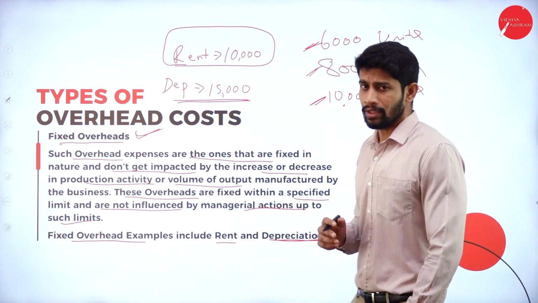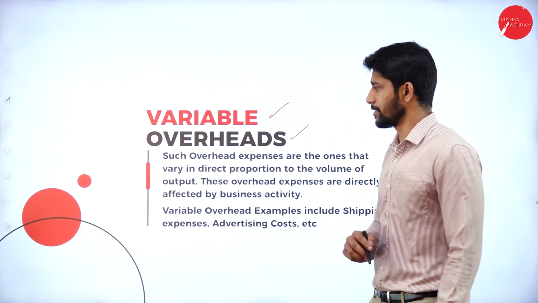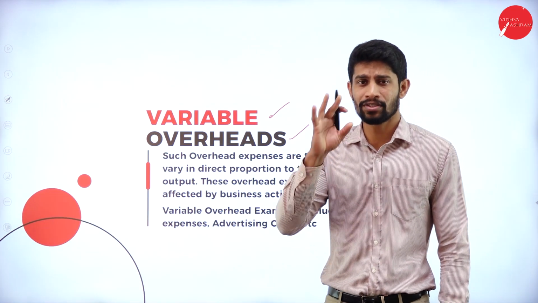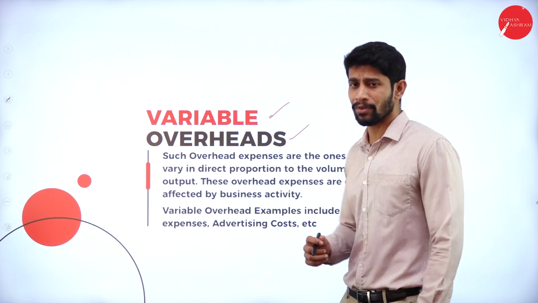So let us move to the next one. Next one is variable overheads. The second type is variable overheads. First one is fixed overhead. Second one is variable overhead. So what is variable overhead?